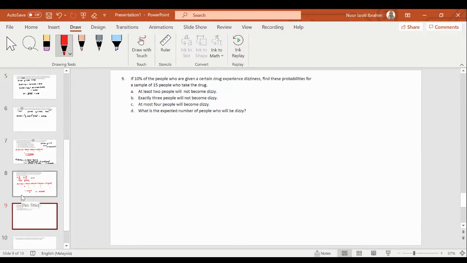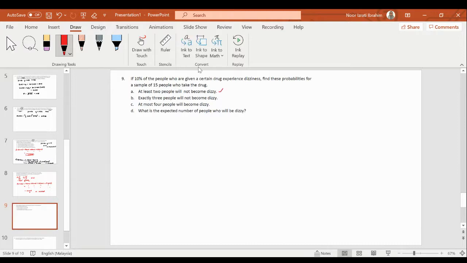Okay, number 9. If 10% of people who are given a certain drug experience dizziness, find the probability for a sample of 15 people who take the drug. A, at least 2 people will not become dizzy. B, exactly 3 people will not become dizzy. C, at most 4 people will become dizzy. D, what is the expected number of people who will be dizzy?